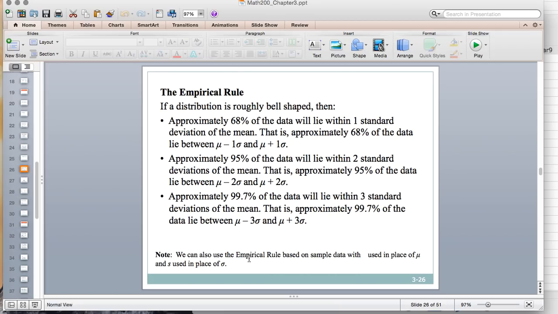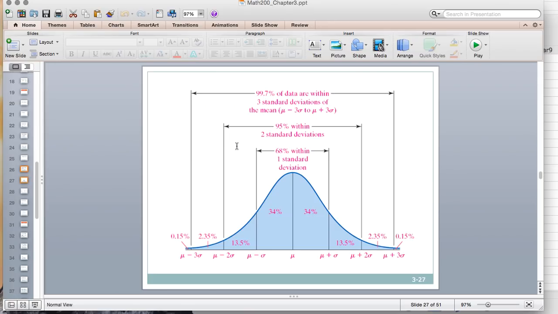Now, it's important to note that you can also use the empirical rule based on sample data. We would have x bar in the place of mu, and we'd have s in the place of sigma.